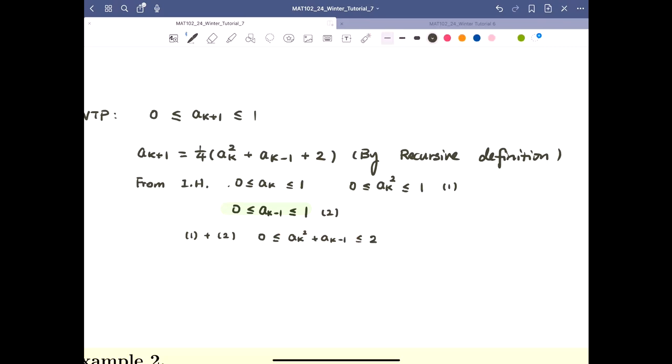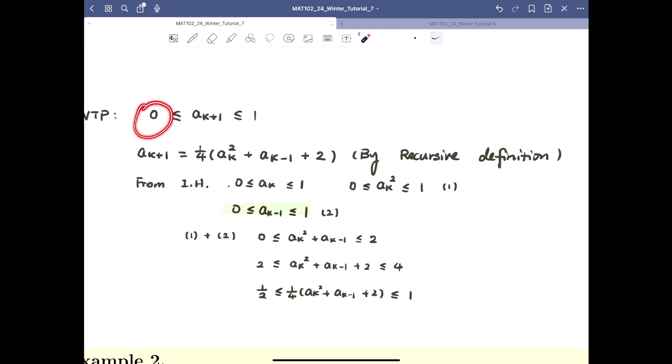I can add 2 on both sides of the inequality, and that is equal to 4. Almost there, because I just need to multiply that by 1/4, and that's what I need. The rest you can do yourself. Actually, I'll do it, because I'm worried you don't know how to do it yourself. On this side you have 1 over 2, but we need 0 here on this side. But 1 over 2 is good enough, so we're done. This tells you a_{k+1} is in between 1 and 0. This is the inductive step.